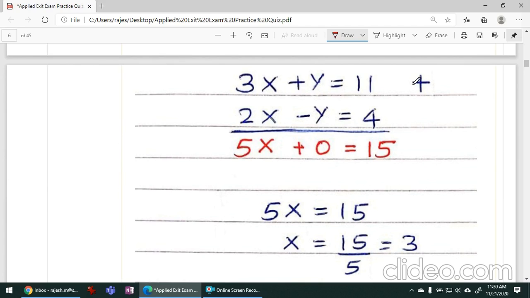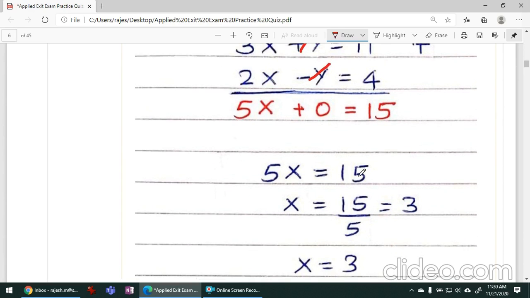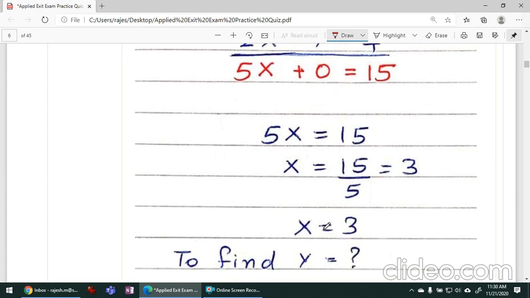You are adding the equations, gamma. So you have plus y here, minus y here, plus y minus y will cancel and you have answer 0. 3 plus 2, 5. So you have 5x equal to 11 plus 4, 15. So 5x equal to 15. I want x. So 5 will come down. So 15 by 5 you get 3. So you have x equal to 3.